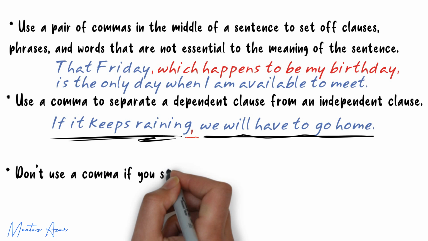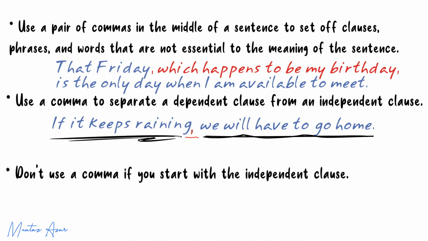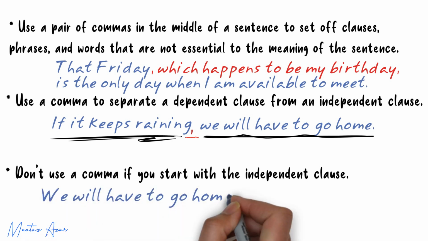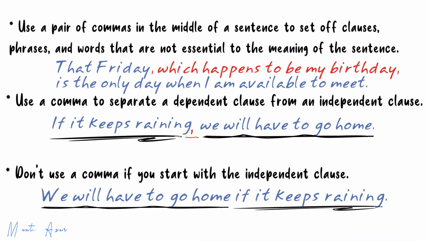Don't use a comma if you start with the independent clause. We will have to go home if it keeps raining. Here the first clause is independent, and the second clause is dependent. So we didn't use a comma to join them.